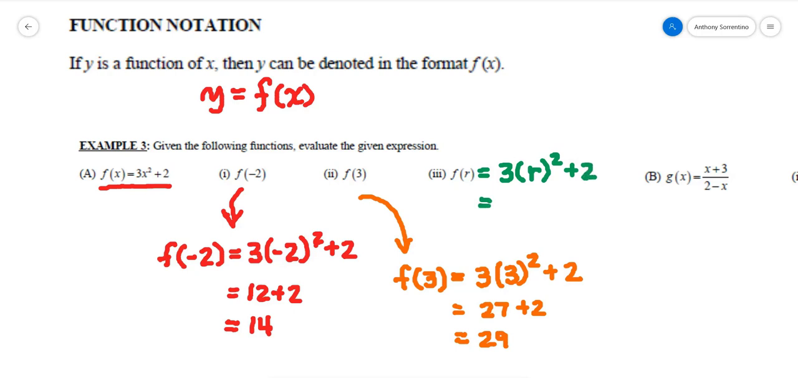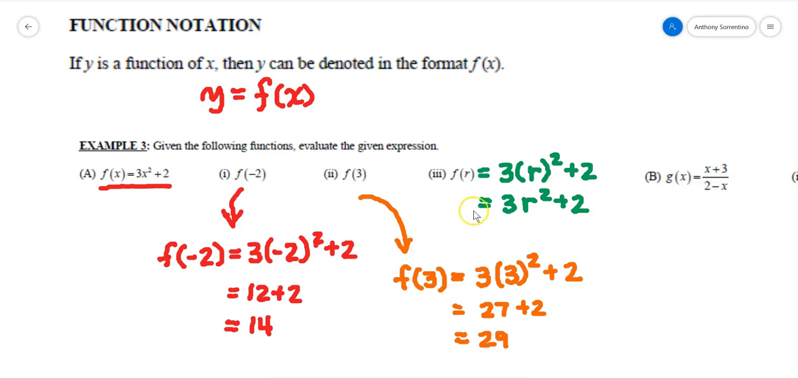The only thing I could do beyond this to simplify is get rid of the parentheses, because I don't really need them here; I just used them to show the substitution. Without knowing what r is, I had to square it first before I could multiply it by 3 and then add the 2. I don't know what r is. So 3r squared plus 2 is as far as I can go with that. So that's all there is in those kinds of instances.